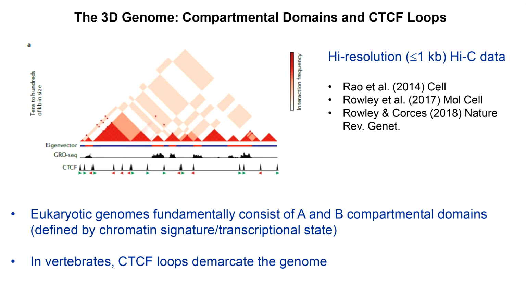We've heard a great deal about Hi-C. Let me just remind you that if you look at the very high resolution Hi-C data, you can conclude that eukaryotic genomes consist of A and B compartmental domains, which are defined by the chromatin signature and transcriptional state. And in vertebrates, you have these CTCF loops that demarcate the genome. We've heard about those in great detail. What you don't get from Hi-C data is structural information. What is the structure of these domains that you see here? What is the physical structure?